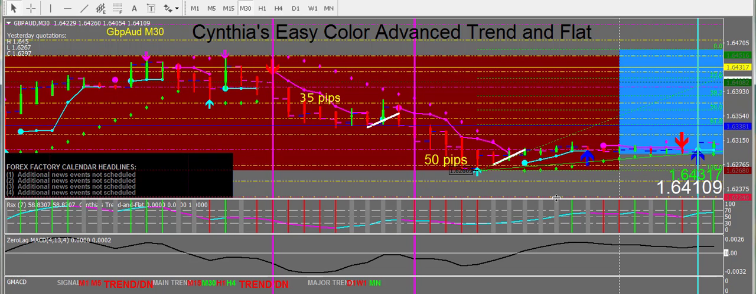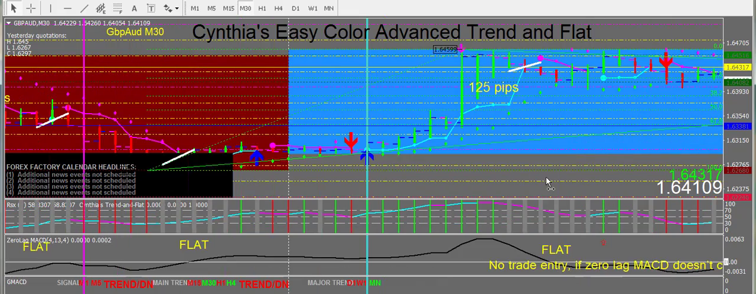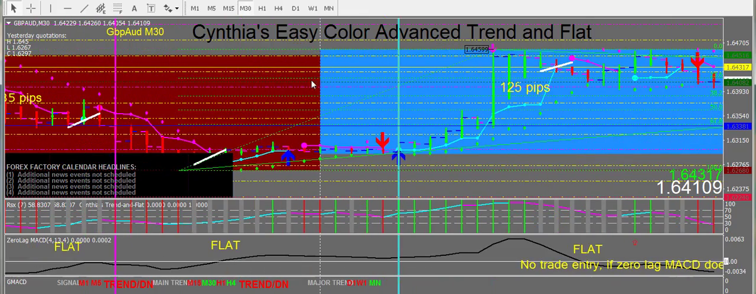So the next trading day started right here at the period separator. This was 5 p.m. on the 20th, and this is the beginning of the new trading day at 5 p.m. Eastern. The boxes turned blue. That means the trend is going up, and we're only going to be considering buy trades.